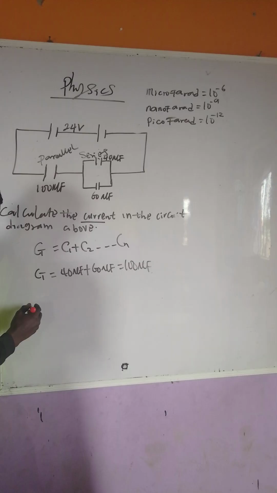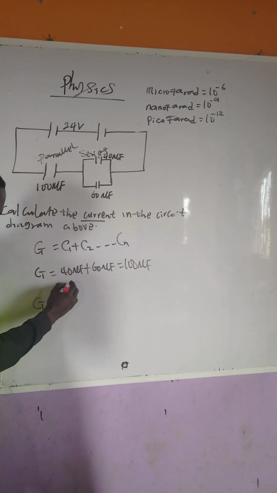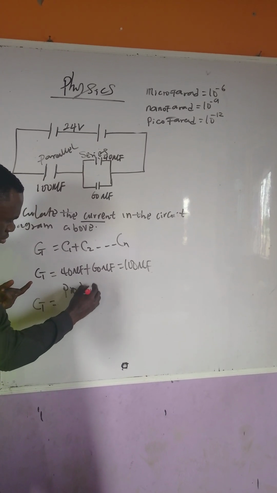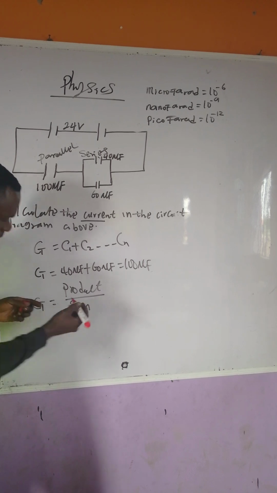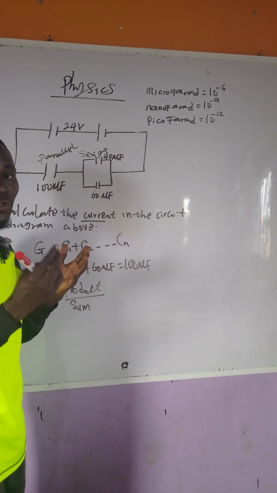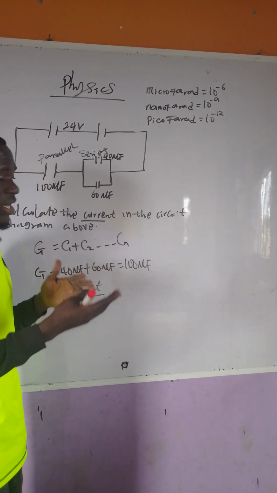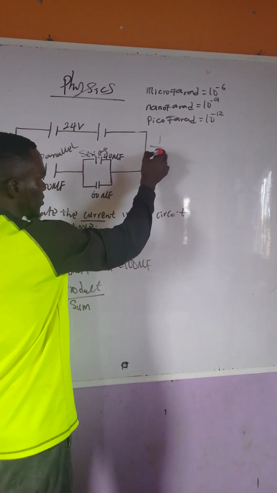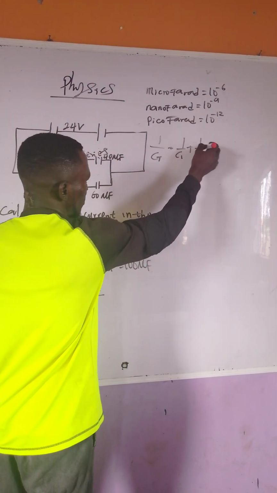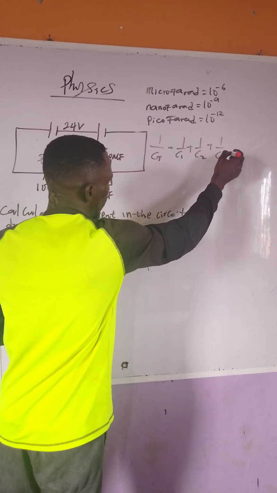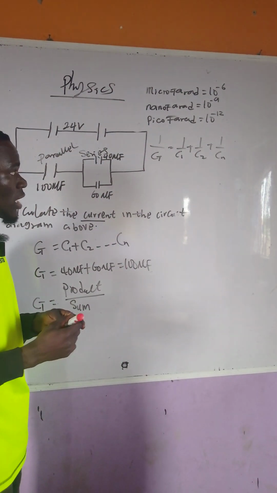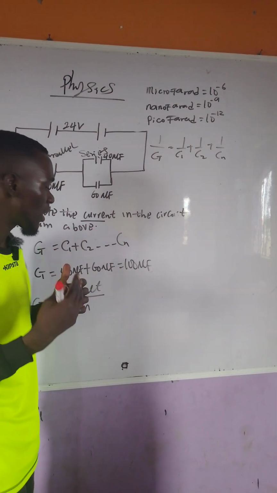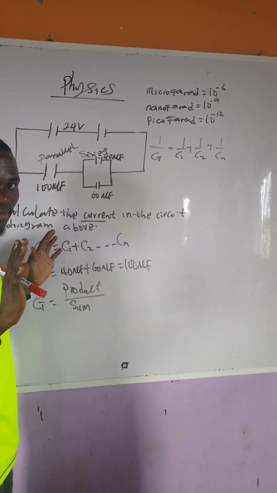C total equals, you can actually apply something very easy, like product over sum. I'm using this formula because I only have two capacitors. But if it is three capacitors, I can apply the formula 1 over C total equals 1 over C1 plus 1 over C2 plus 1 over C3, depending on the number of capacitors given to you. But with only two capacitors, you can just apply product over sum. Are we good now?